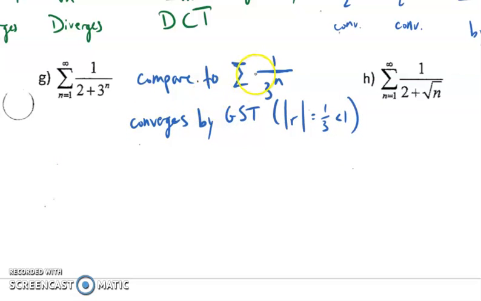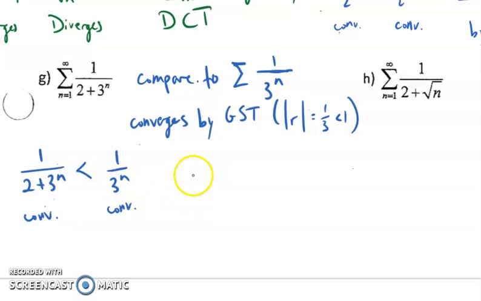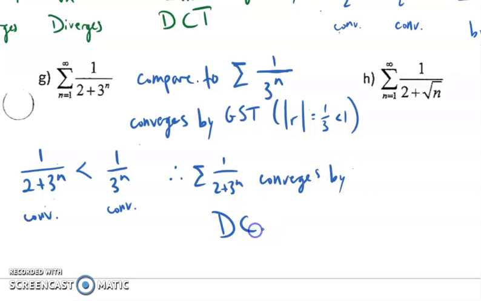Okay, but is this bigger than this? And so we have to ask that question. We have to actually state that inequality. And in this case, the bigger denominator makes a smaller fraction. So if the bigger one is converging, then the smaller one must converge as well. That is in the proper order. Therefore, the original series converges by the direct comparison test.